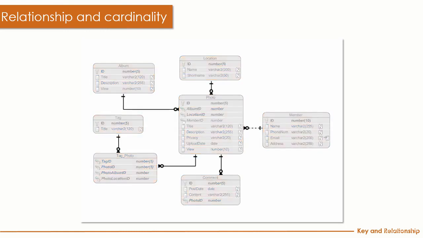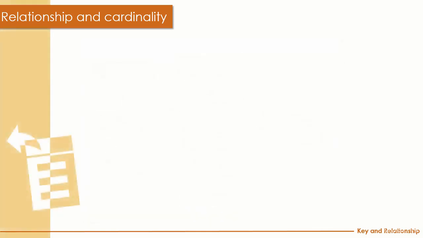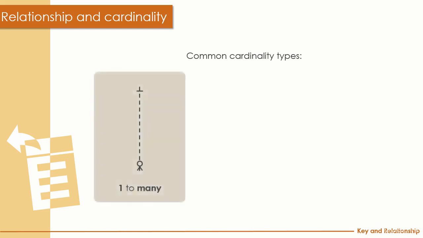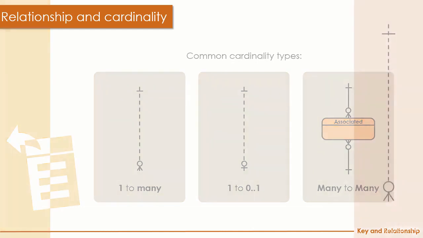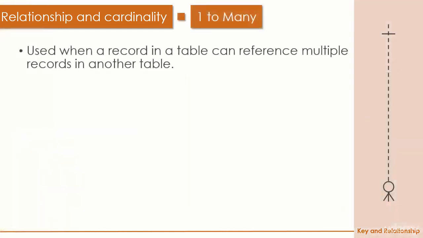The relationship is showing the foreign key, and for the relationship and cardinality we find three common types. One is one-to-many, which is the most popular to use. Another one is one-to-one, or one-to-zero-or-one, which is optional or not optional. The third one is many-to-many. Let's take a look one by one.